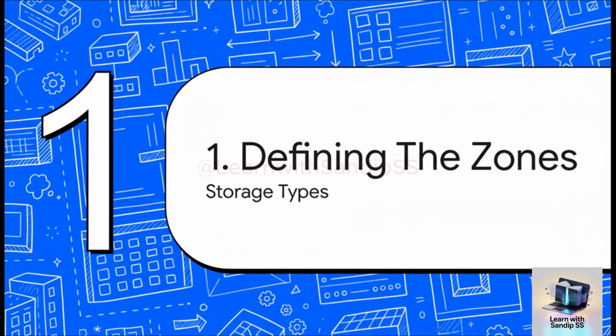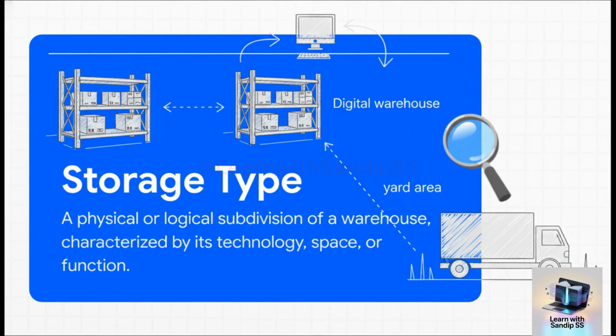Just like with any good blueprint, you have to start with the big picture. And in our digital warehouse, that means defining the largest areas first, the main zones. In the world of SAP EWM, these are called storage types. Now, let's look at the official definition for a sec. I want you to notice those words, physical or logical. That's a really important distinction.